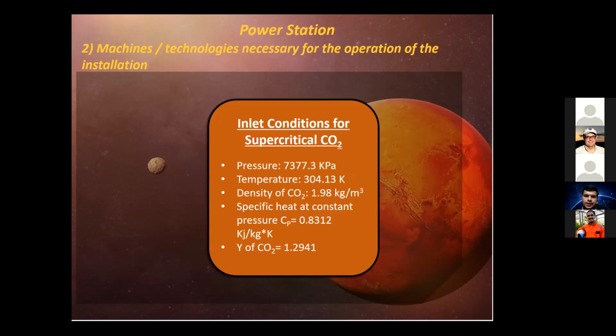As I said earlier, the pressure for the supercritical condition of carbon dioxide is around 7,377.3 kilopascal, and then there is a temperature of 304.13 Kelvin, followed by density, specific heat at constant pressure, and the gas property gamma of around 1.29.